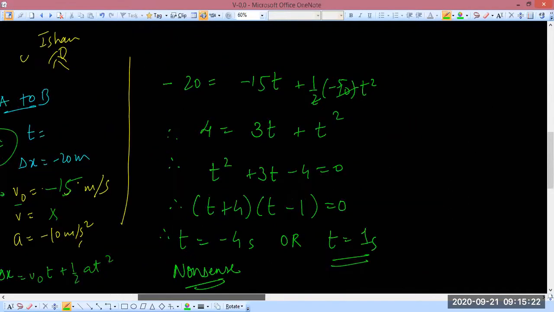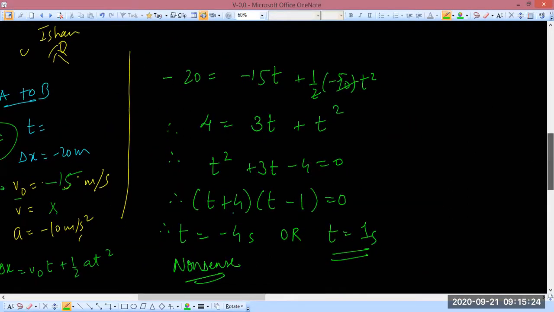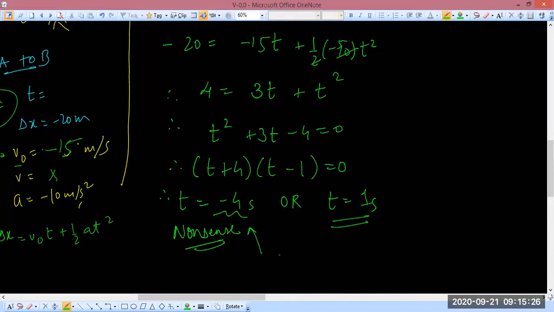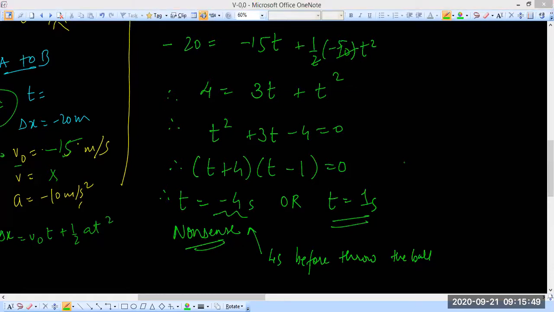Again, let me just explain what this means. This answer means that 4 seconds before you throw the ball, it was at the ground. Okay, Veda, well done. That's how you learn. You make small mistakes and then you correct them, so next time you don't make those.